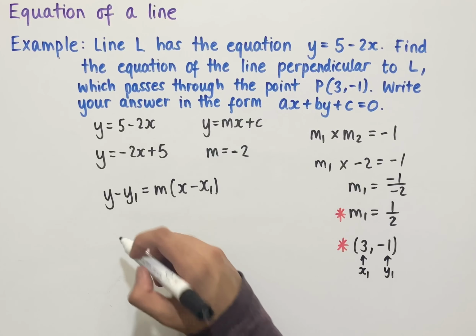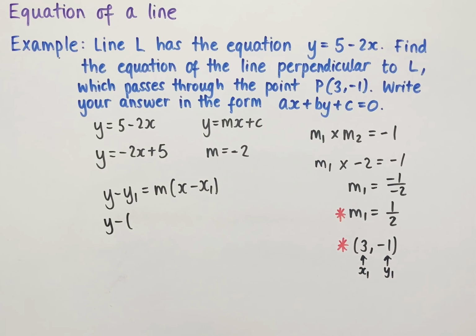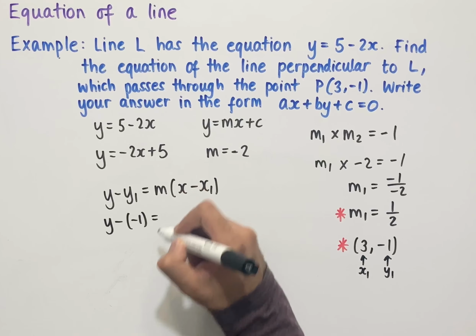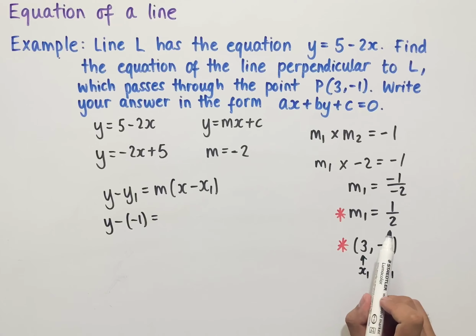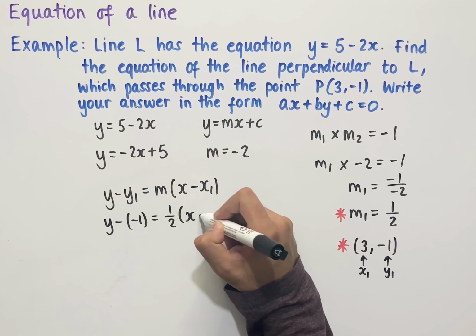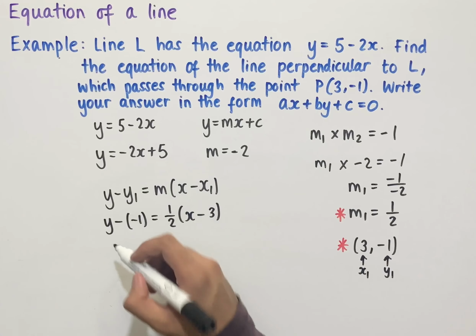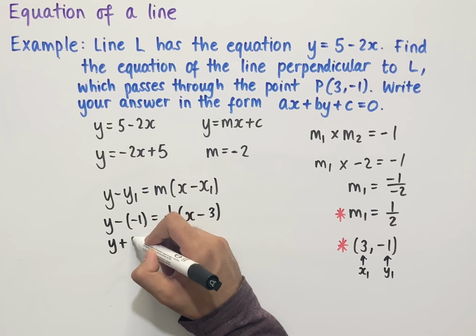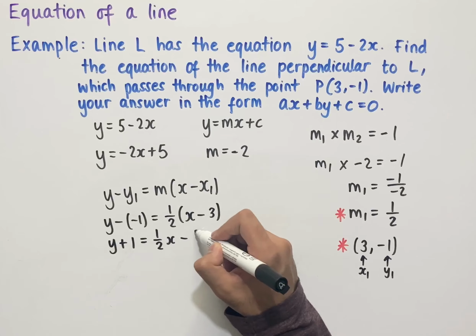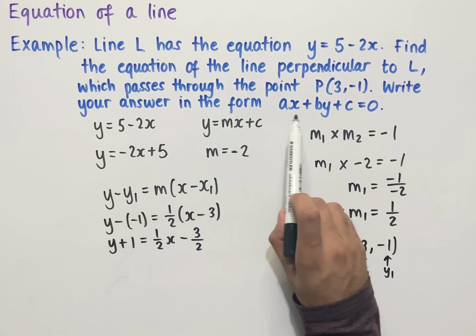So substituting our values in, we get y minus, so in brackets, instead of writing y1, we're going to write minus 1, which equals the gradient. So the gradient of the perpendicular line is a half, and then in brackets x minus x1, which is 3. And so if we expand the brackets, we get y plus 1, which equals a half x minus 3 over 2.